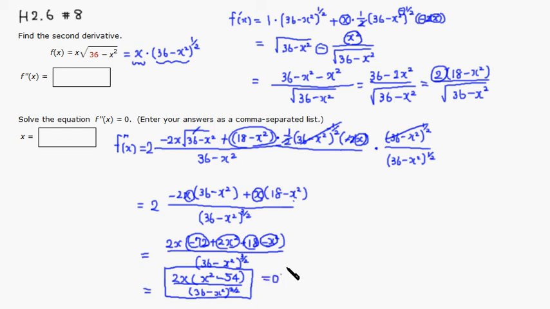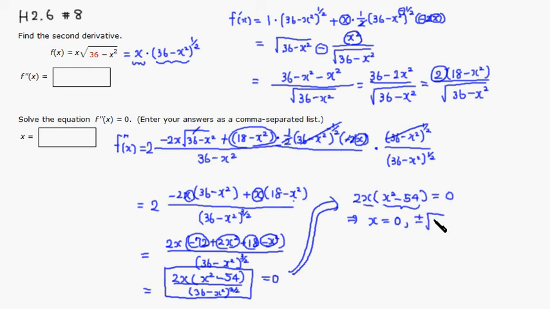Then what we want to do is set that equal to 0, then find x. So set it equal to 0. I'm going to go up here so we have more room. So it's going to be 2x, and we can just set the numerator equal to 0. x squared minus 54 is equal to 0, which will give us actually 3 x values. x equals 0 from here, then from here plus or minus square root of 54.